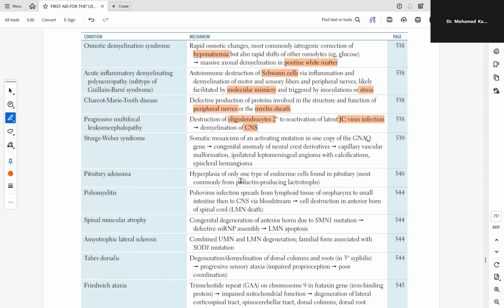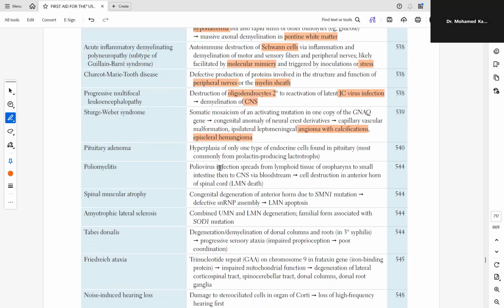Sturge-Weber syndrome, sorry. Somatic mosaicism of an activating mutation in one copy of the GNAQ gene, a congenital anomaly of neural crest derivatives, leading to capillary vascular malformation, ipsilateral leptomeningeal angioma with calcifications, and episcleral hemangioma.